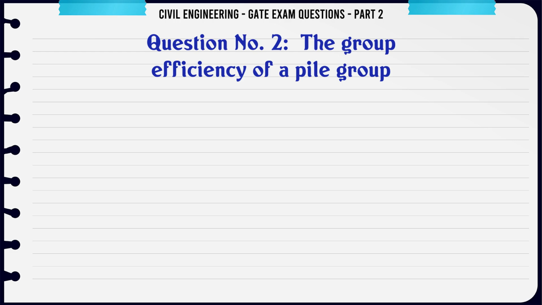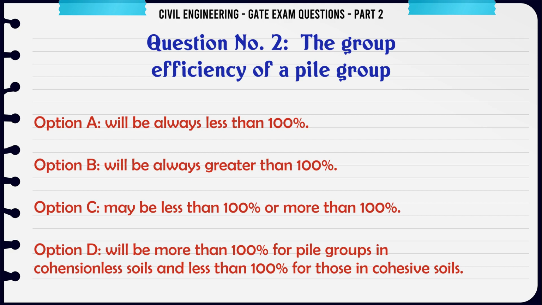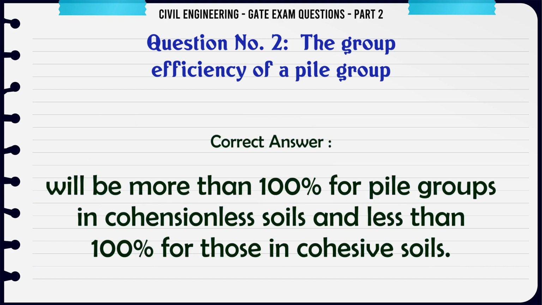The group efficiency of a pile group: A. will be always less than 100. B. will be always greater than 100. C. may be less than 100 or more than 100. D. will be more than 100 for pile groups in cohesionless soils and less than 100 for those in cohesive soils. The correct answer is will be more than 100 for pile groups in cohesionless soils and less than 100 for those in cohesive soils.